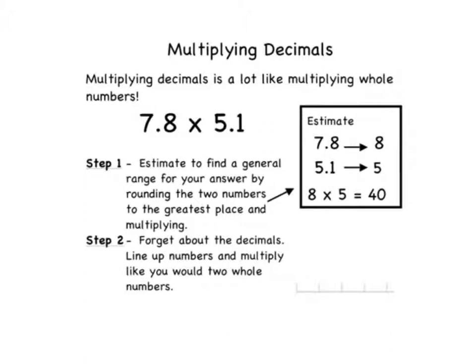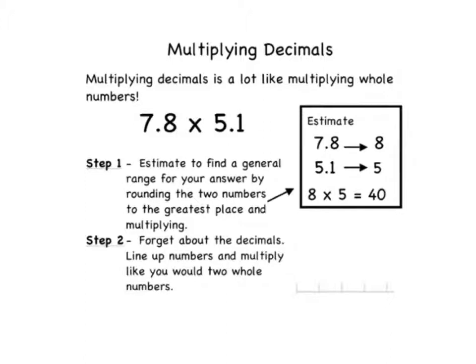Multiplying decimals is a lot like multiplying whole numbers, but there is a big difference when we add the decimal factor in. It is really important in these cases to make sure that we estimate before we solve, to make sure that our answer is somewhat reasonable.